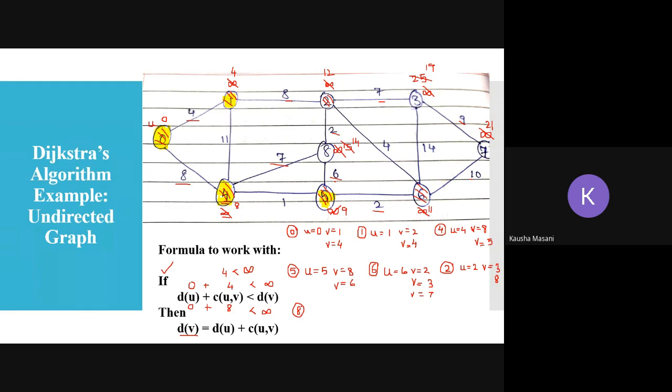But all the vertices directly reachable from 8 are already explored, so you don't have to do anything here. That means 8 is also explored. Now from 3 and 7, what will the next one be? 3.